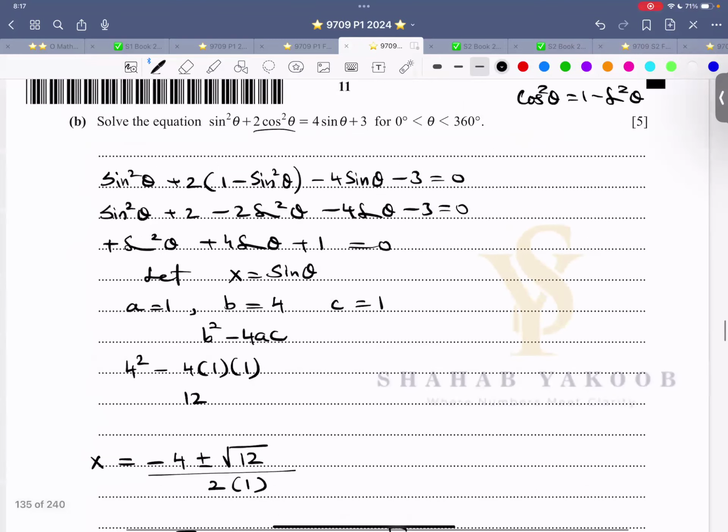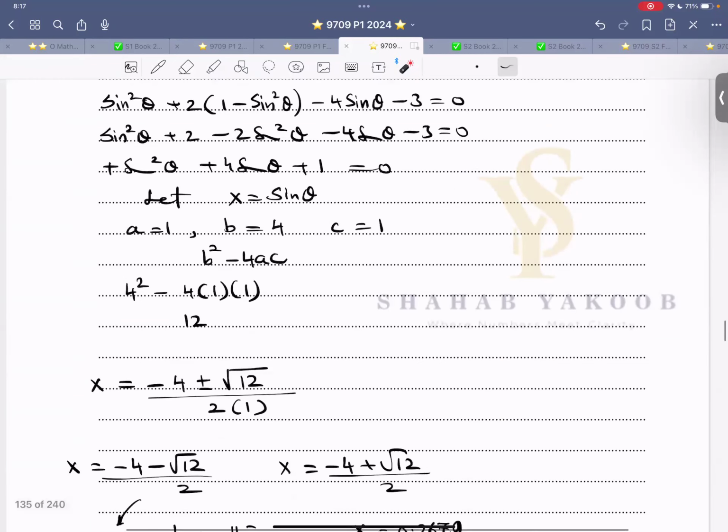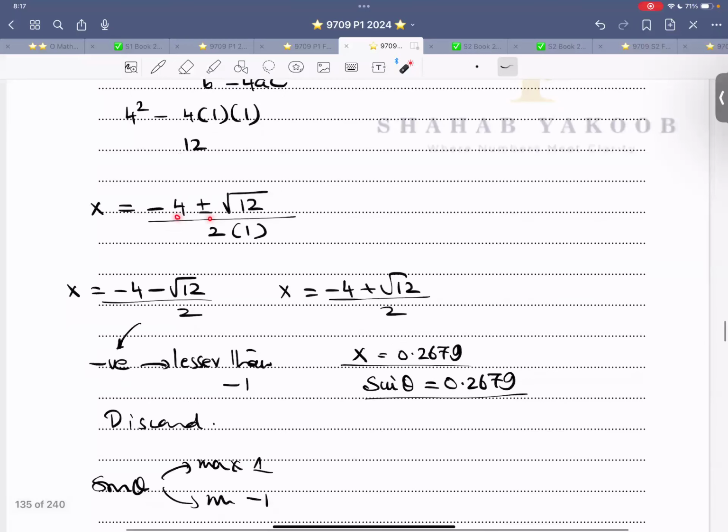First of all, this is between 0 and 360. So now over here, 2 times (1 minus sine squared) minus 4 sine minus 3 equals 0. Sine squared plus minus 2 sine squared, that is negative. Minus 4 is minus 4. Minus 3 plus 1 is minus 1. Now when we solve this equation, we get minus 4 minus this thing, that is discarded. Minus 4, my bad, I forgot this negative sign. Minus 4 plus this value. Sine theta is negative of this thing.